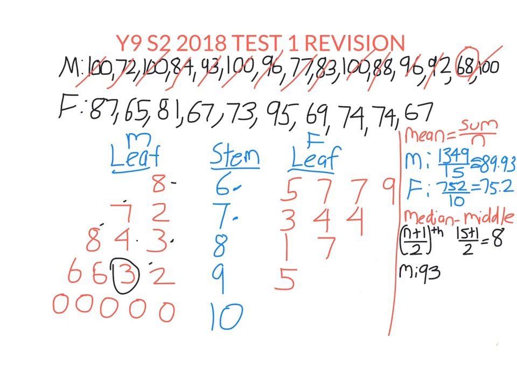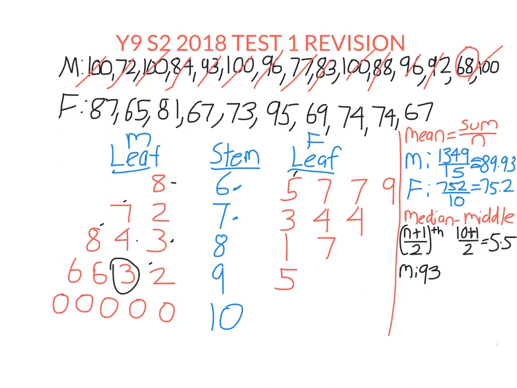Now, for females, there are an even number of scores. There's 10 scores. So if I were to put 10 into this formula, I'm going to change this to 10. I get 10 plus 1 over 2. Now, that doesn't equal 8 anymore. 10 plus 1 is 11. Divide by 2 is 5.5. So that means that the median for females will be halfway between the 5th and the 6th score. When you have an even number of scores, there are always two middle numbers, and you have to find the number that's halfway between them. You take their average.